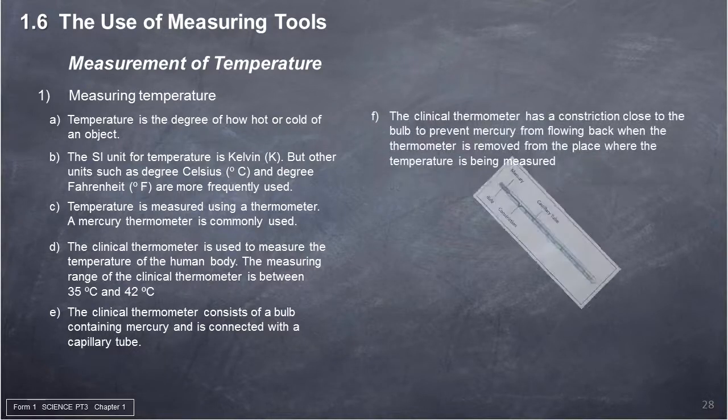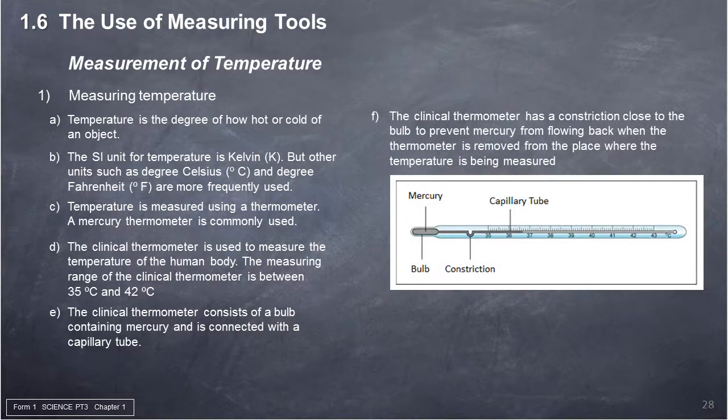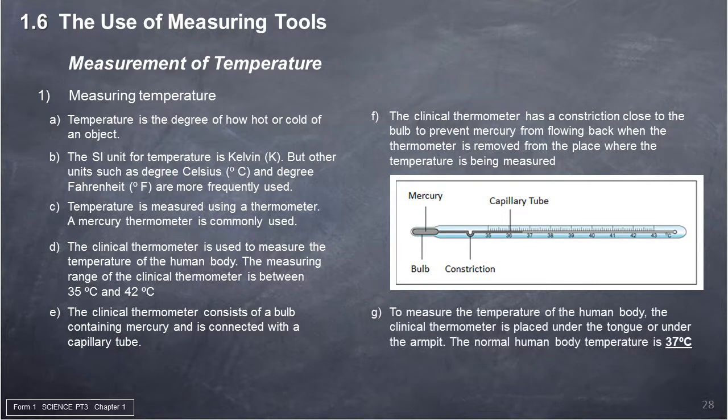F. The clinical thermometer has a constriction, close to the bulb, to prevent mercury from flowing back when the thermometer is removed from the place where the temperature is being measured. G. To measure the temperature of the human body, the clinical thermometer is placed under the tongue, or under the armpit. The normal human body temperature is 37 degrees Celsius.